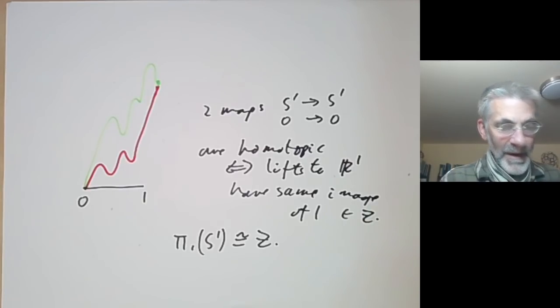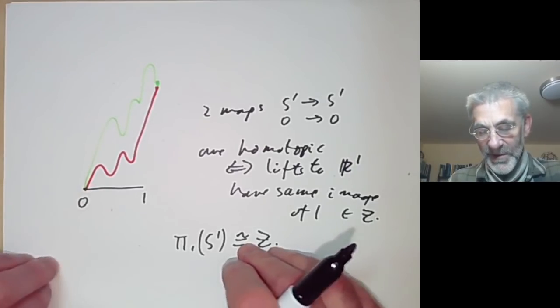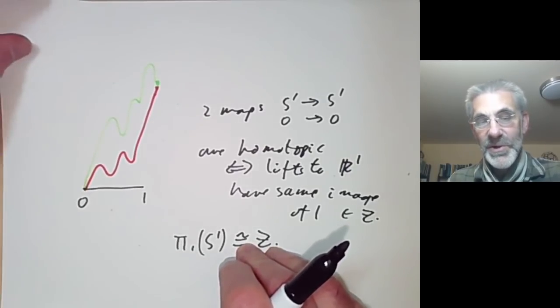So that's done the fundamental group of a one-dimensional sphere. Now let's take a look at a two-dimensional sphere. So what's pi1 of S2?